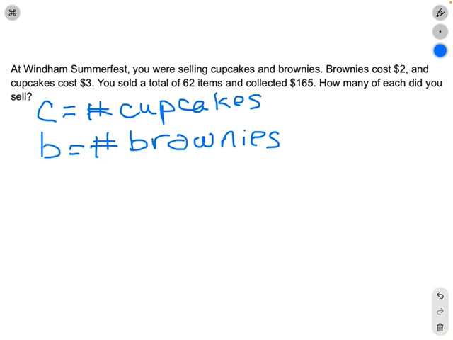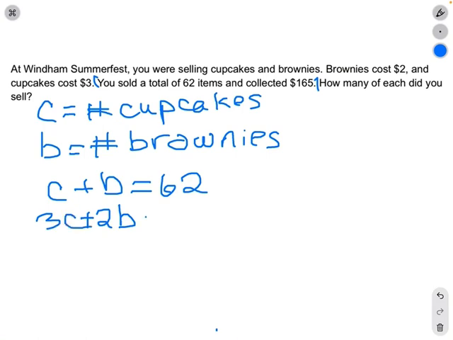I'm going to write two different equations, and they're going to be based on this sentence right here. So we sold a total of 62 items. So that means if I do C plus B, I should get 62. And we collected $165. So that means I'm going to multiply my brownies by 2 and my cupcakes by 3. And that's going to be 165.